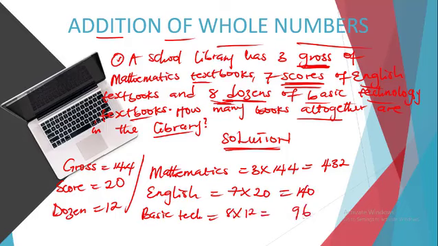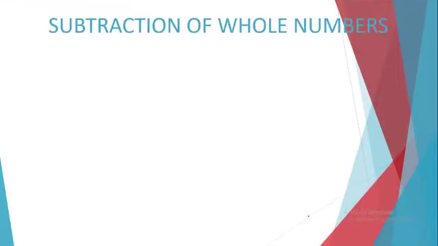Now the question is, how many books altogether are in the library? It means we should add this to this and to this. So we have 140 plus 96 plus 432, and when we add this up, we have a total number of 668. So it means that the total number of textbooks in the library is equal to what? 668. Is that okay?